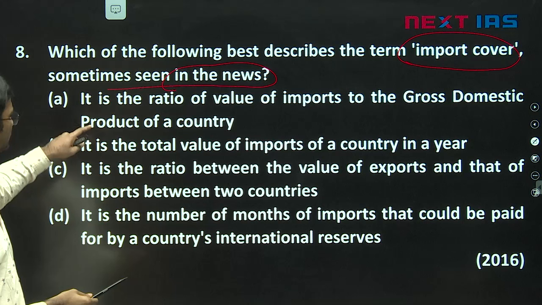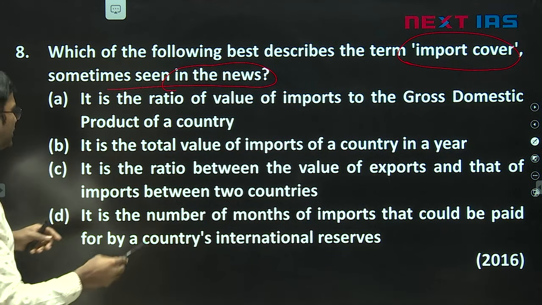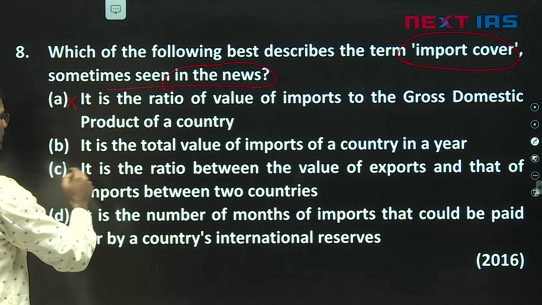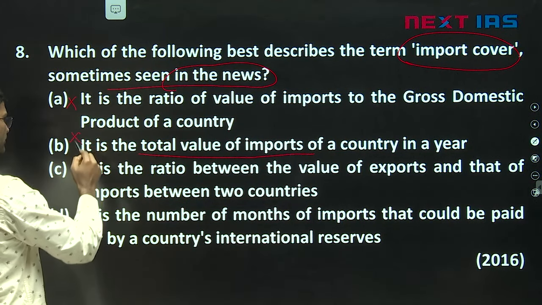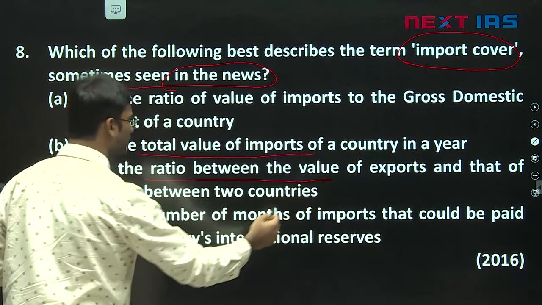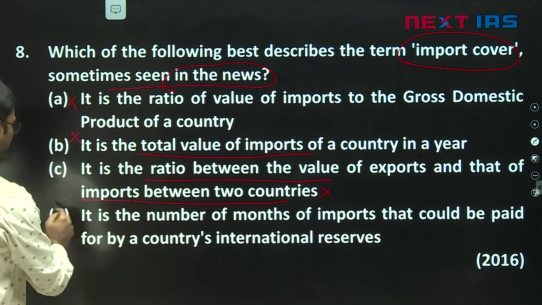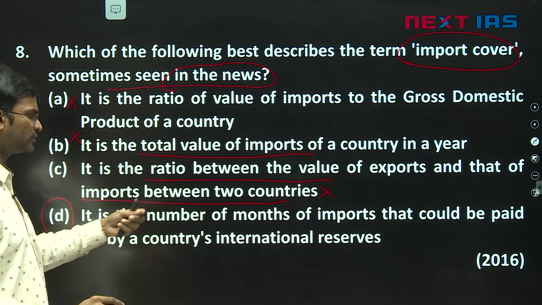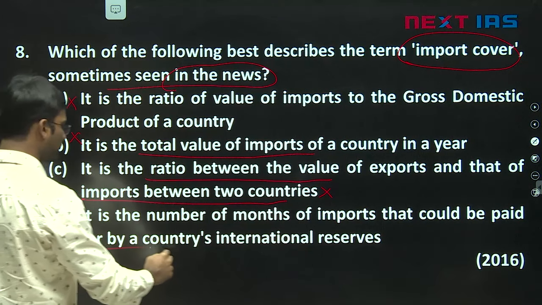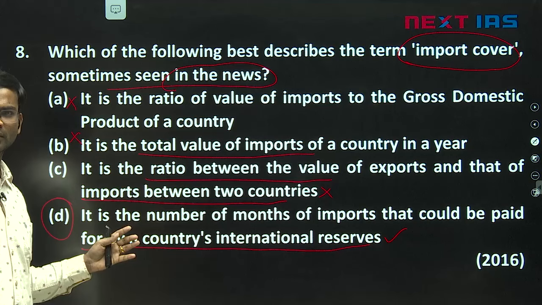Now look at the options. It is a ratio of the value of imports to the GDP of a country. No. It is the total value of imports of a country in a given year. No. It is the ratio between the value of exports and that of imports. No. So the answer is D. It is the number of months of imports that could be paid for by a country's international reserves. So the answer is D, forex.